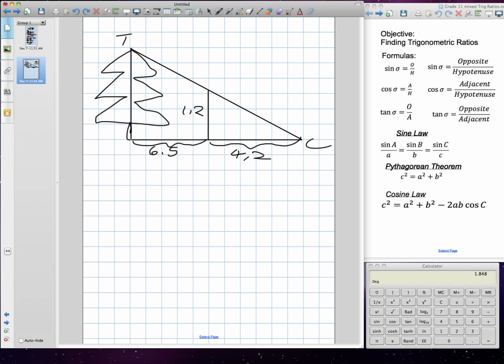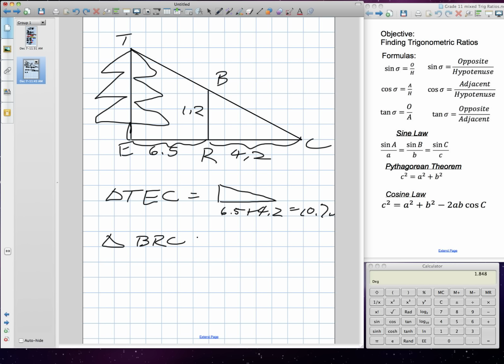We'll do a small scale of these two triangles, triangle TEC. This one's going to be a little different. Okay, we're looking for the tree height, but this height here, or the base, is going to be 6.5 plus 4.2. Okay, in that case we get 10.7 meters. Our other triangle stays with the same measurements, BRC, which has the measurements of a height of 1.2 and a base of 4.2.